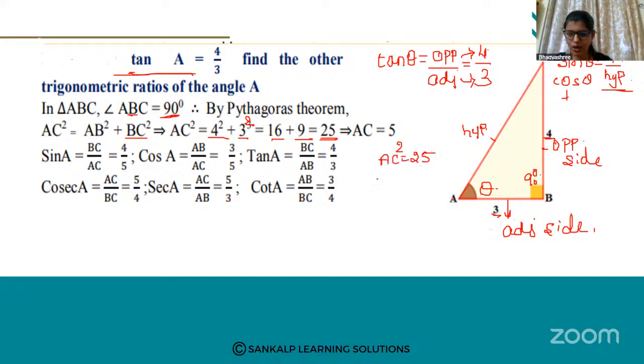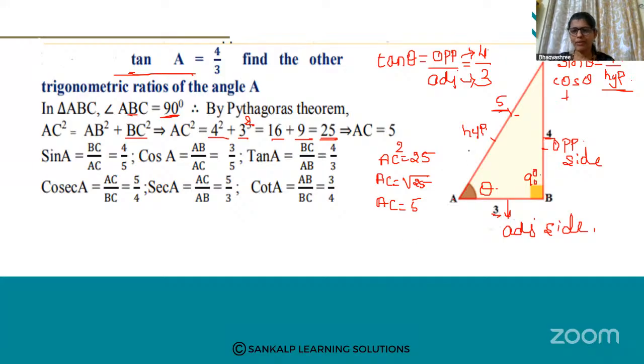So what is the value of AC? AC is equal to square root of 25. Square root of 25 is 5, right? Then hypotenuse AC value is 5. ಹೌದು ಅಲ್ವಾ? AC value ಎಷ್ಟು ಬಂತು ಇವಾಗ? 5. Next.